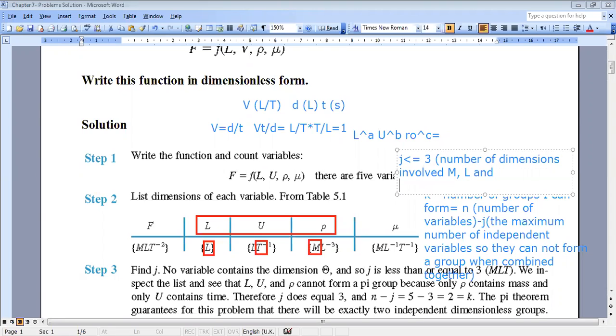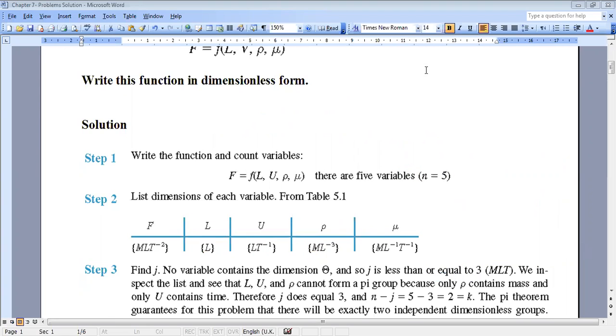Okay? So now, the next step, I should verify if J can be 3 or not. To have J equal to 3, I should be able to find among my variables 3 that cannot form a group. Now, what is the general technique to know if they form a group or not? Try, if possible, to find 3 variables in a way that one contains a variable that is not present in the others. For example, rho: if I take L, U, rho, to see if they form a group or not, I can say first that M is only present in rho.